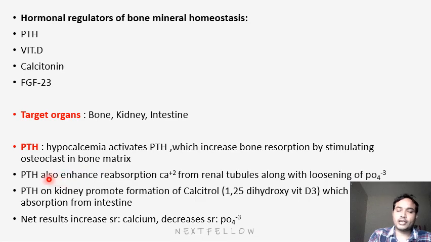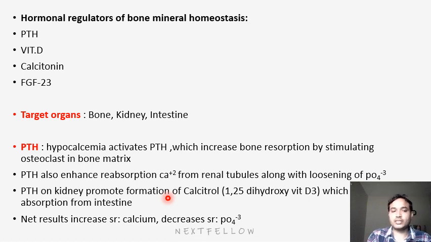Parathyroid hormone will also enhance reabsorption of calcium from the kidneys. At the same time, it reabsorbs calcium and allows loss of phosphate. Next, parathyroid hormone in the kidney promotes calcitriol, that is 1,25-dihydroxy vitamin D3. It is an active form which absorbs more calcium from the intestine.